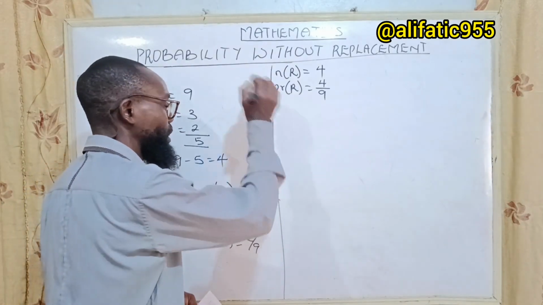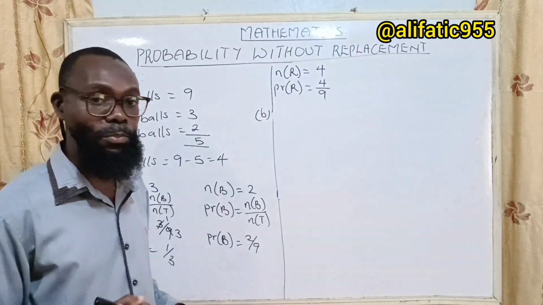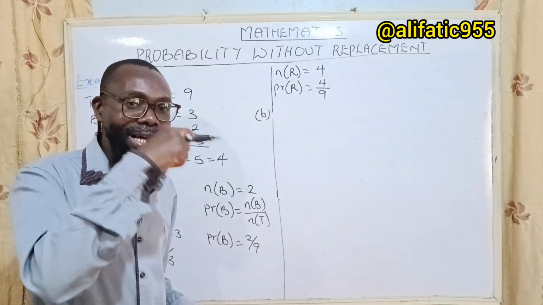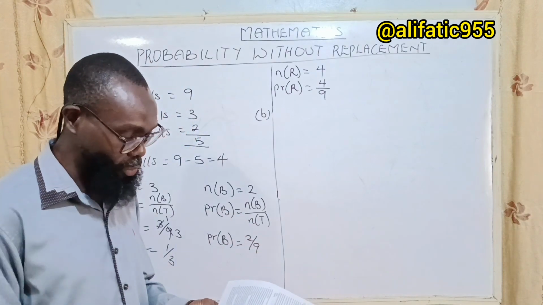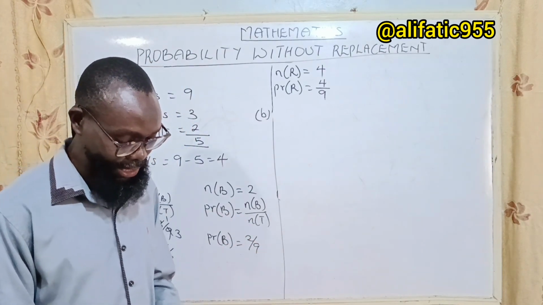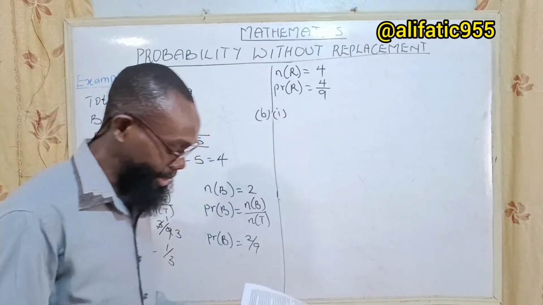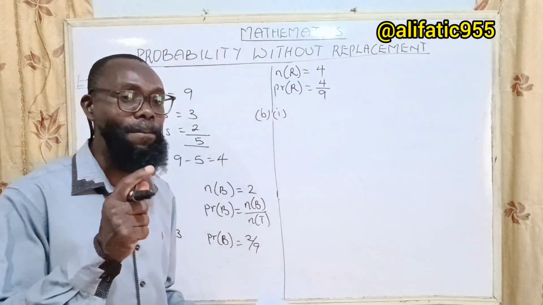Question B. For it that there is no replacement means when one ball is picked, that ball is not being replaced. Which means that the number of balls that was picked will be reduced. Likewise, total number will also be what? Reduced. Now going by this, we have the 2 balls being drawn. What is the probability that both of them will be black?